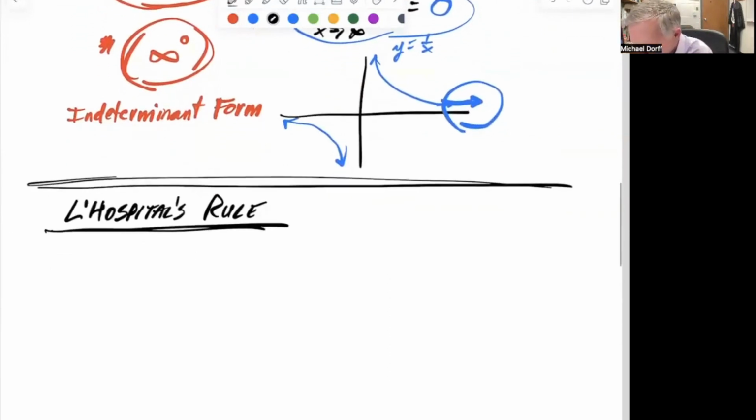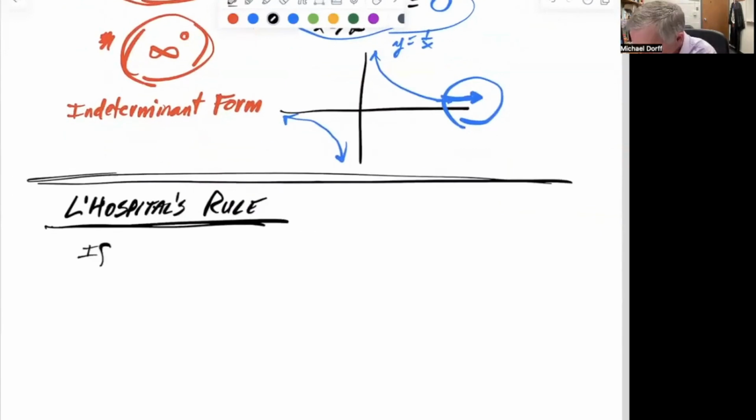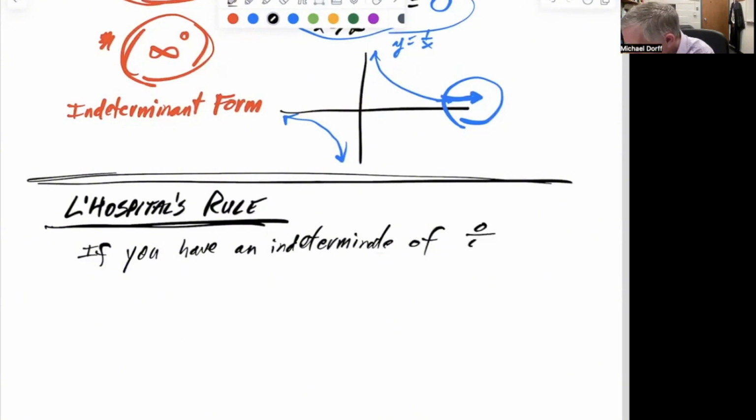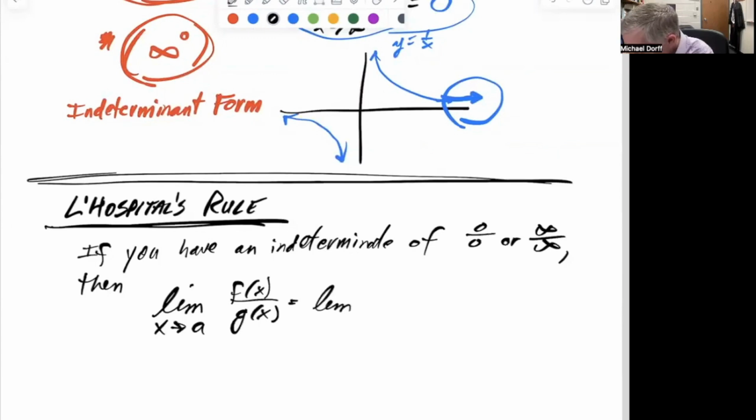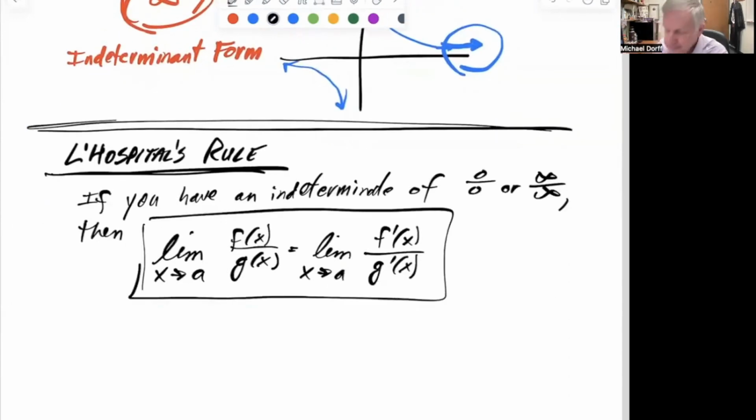We can use this when we have an indeterminate form. So L'Hopital's rule says if you have an indeterminate form of 0 over 0, or infinity over infinity, then the limit as x goes to a of f(x) over g(x) is going to equal the limit as x goes to a of the derivative of f over the derivative of g. So again, if I have this fraction with f over g, and when I put in the limit by direct substitution, I get 0 over 0 or infinity over infinity, then that's an indeterminate form, and we can use L'Hopital's rule.